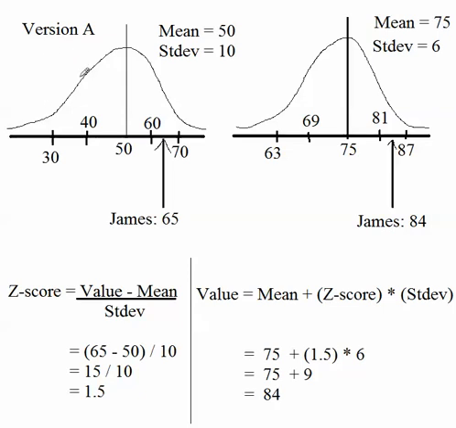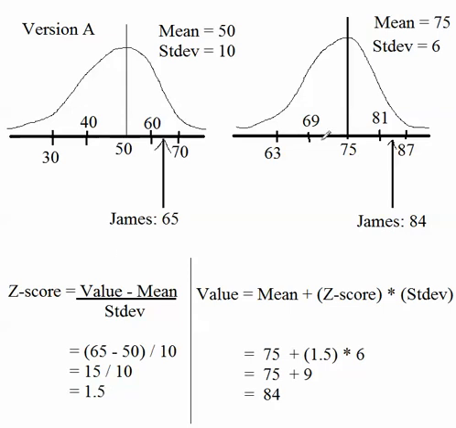For version A, we took James's value of 65 and we put it into the z-score formula. 65 was the value, minus 50, which was the mean, divided by 10, which is the standard deviation. That's 65 minus 50, that quantity divided by 10. 65 minus 50 gets you 15, so 15 divided by 10 is 1.5.